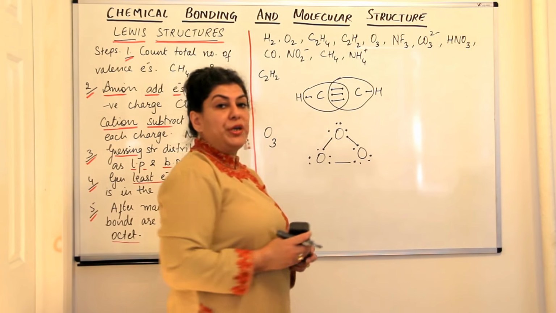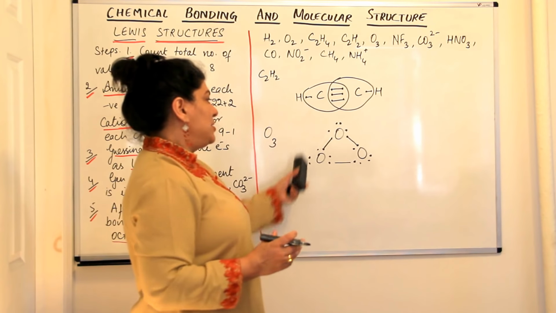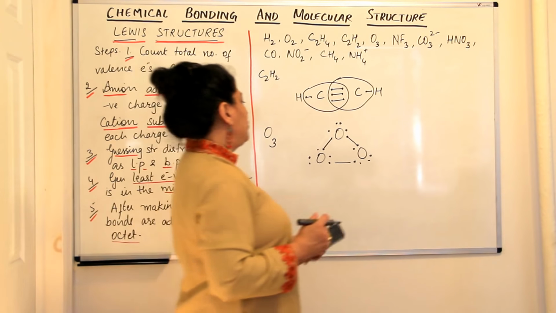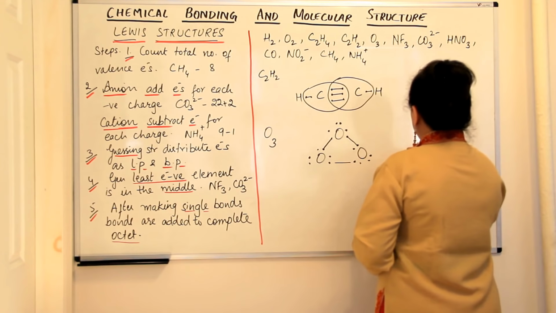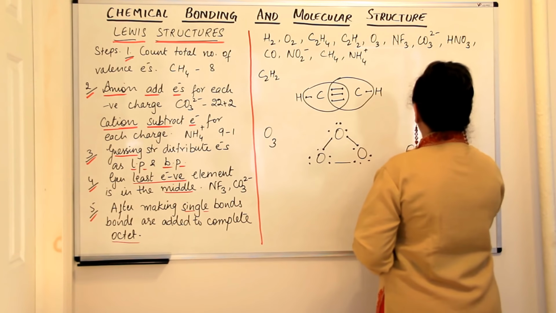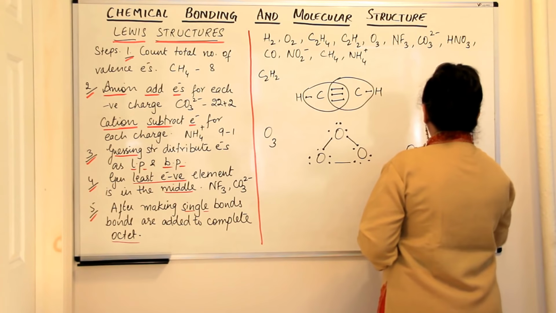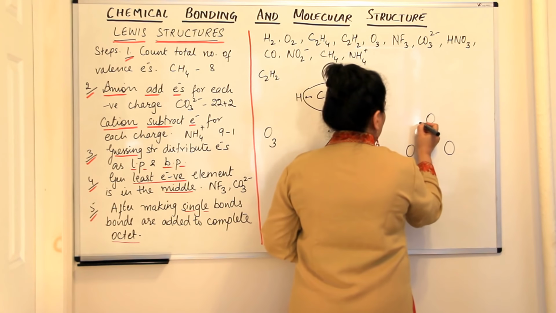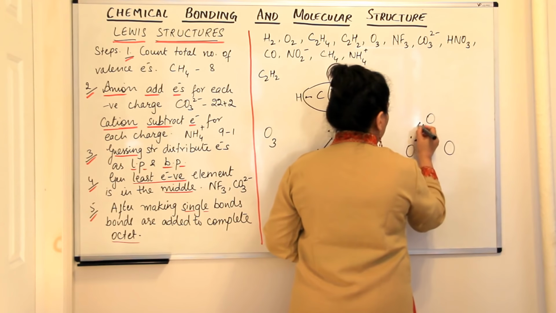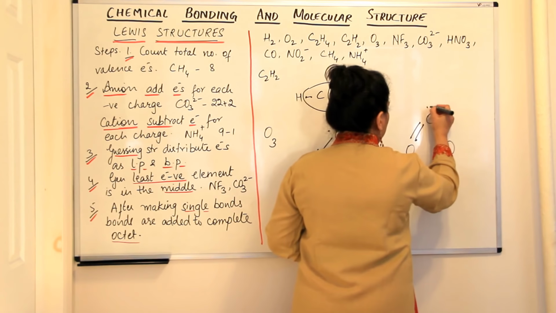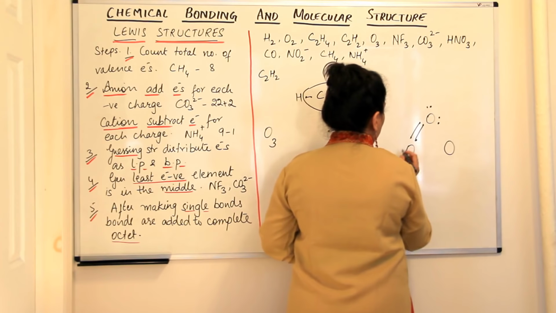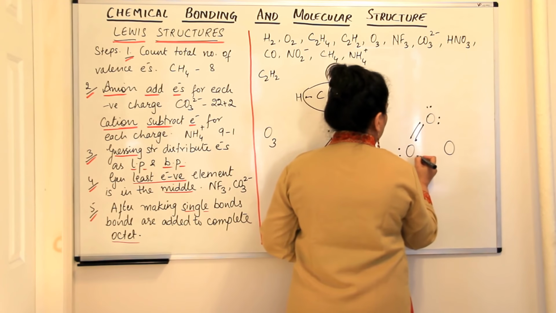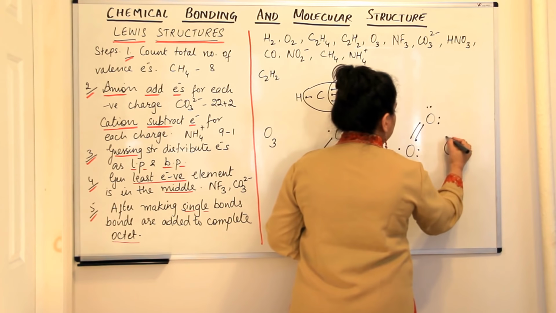But our knowledge of coordinate bonds shows us that this is not actually so. The actual structure of ozone is that ozone has the three oxygens here. One of the oxygens forms a double bond with one oxygen. So you have one pair used up here to form a double bond. It's now left with four electrons. This is also left with four electrons. And this has six electrons, right?